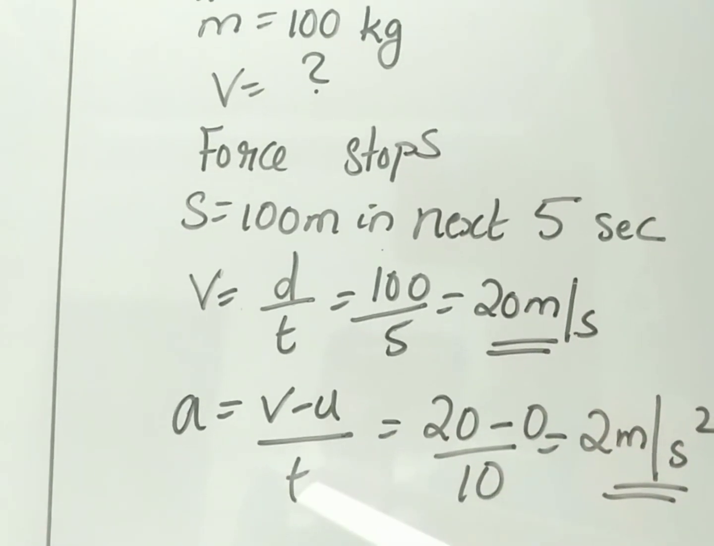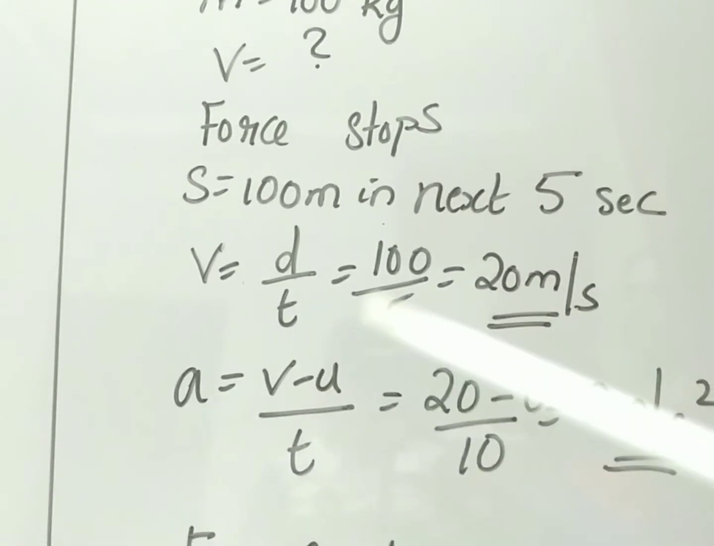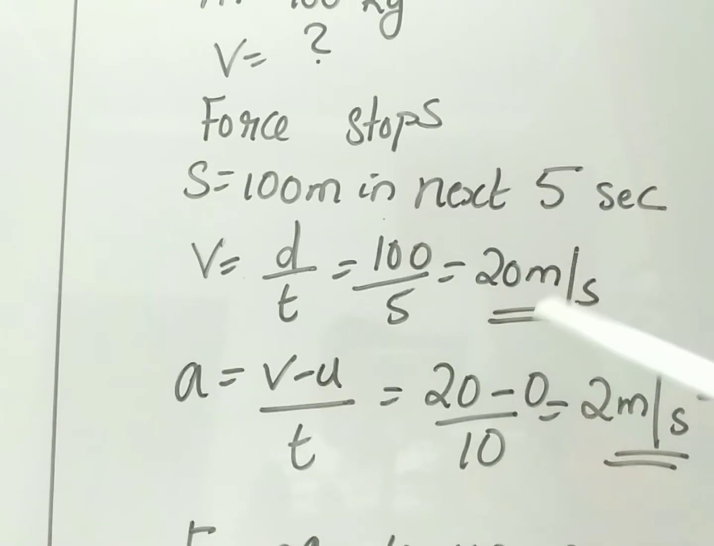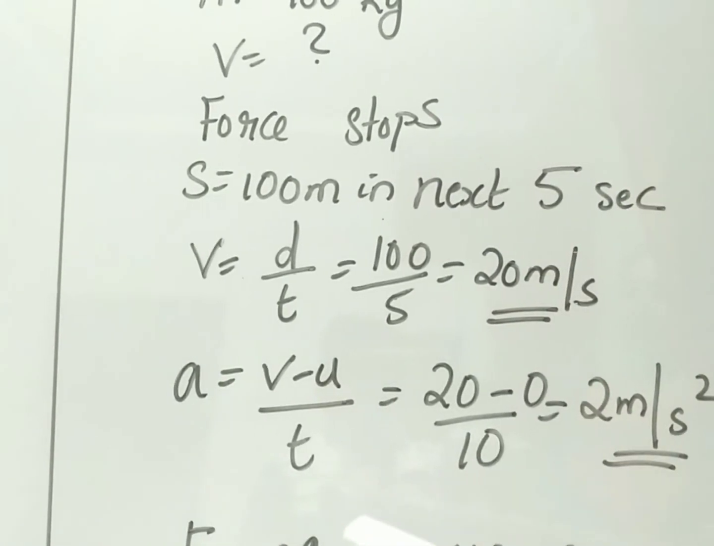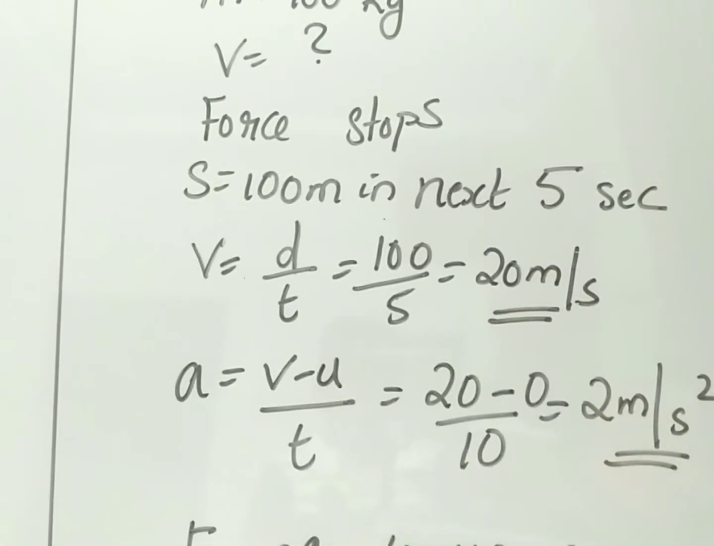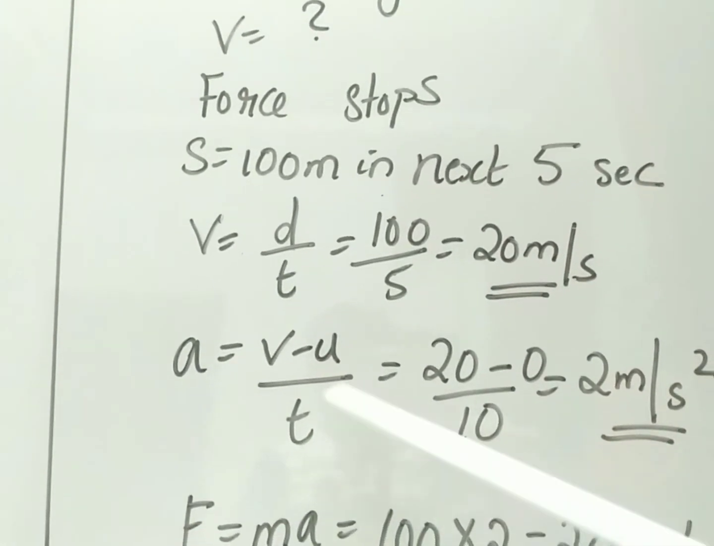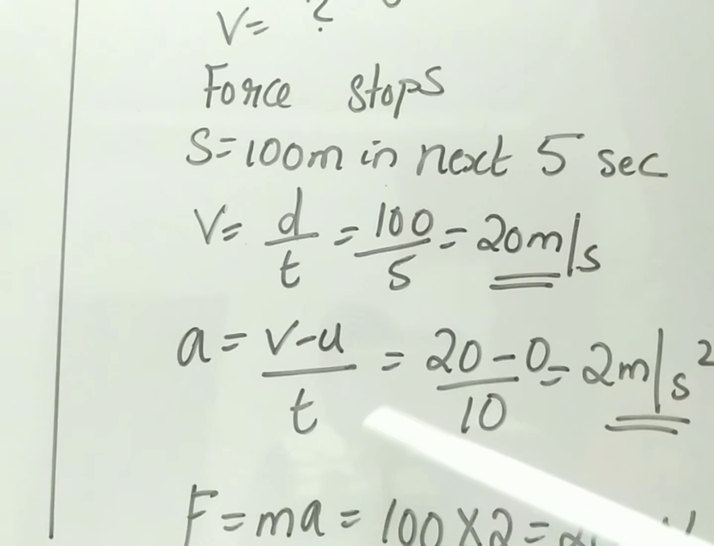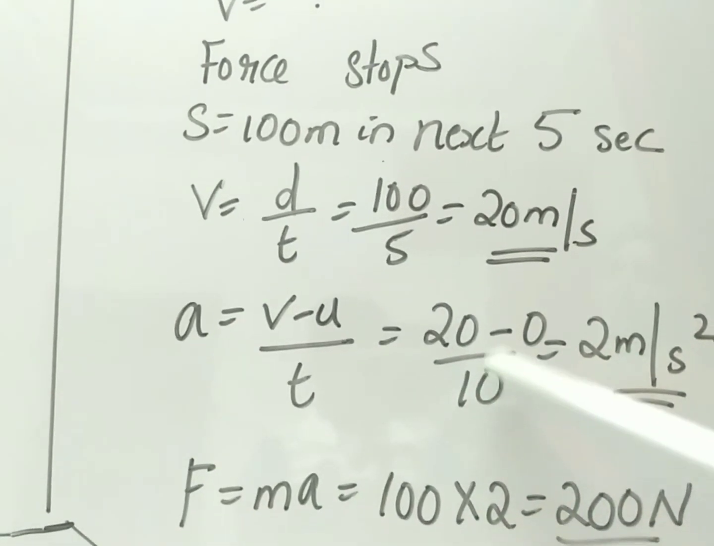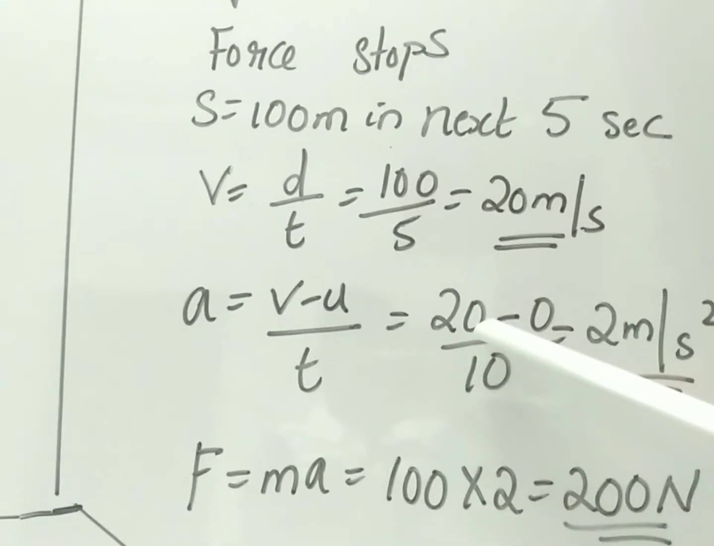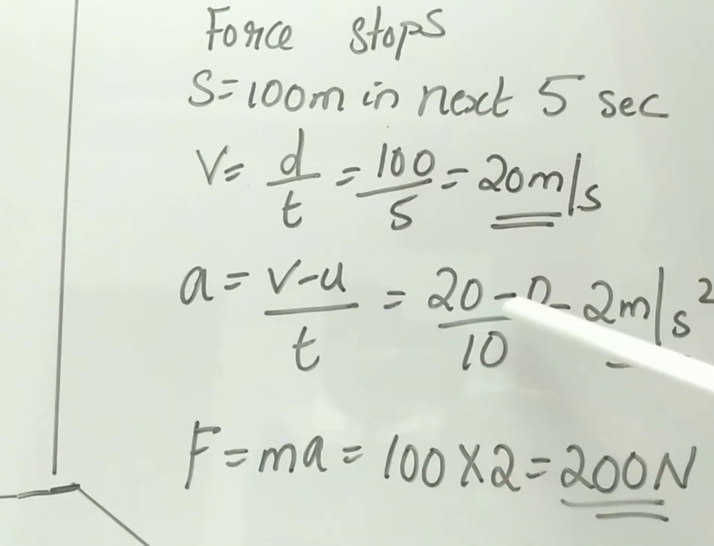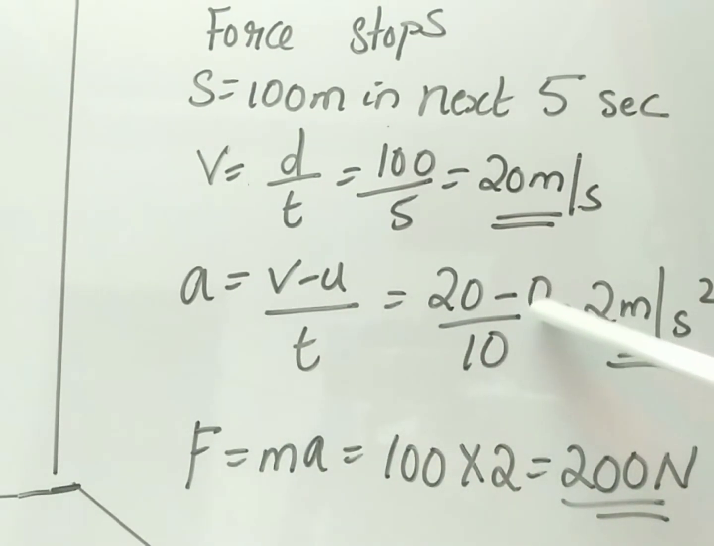Now we have to calculate acceleration. Actually, when the force is stopped, what will happen? There will be no more acceleration. So we have to find the acceleration from the first portion. A is equal to, formula for acceleration is V minus U by T. We have the velocity, just now we got, it is 20 meter per second, minus U. Initially it is at rest, U is 0, by time. Here we are taking the time as 10 seconds.